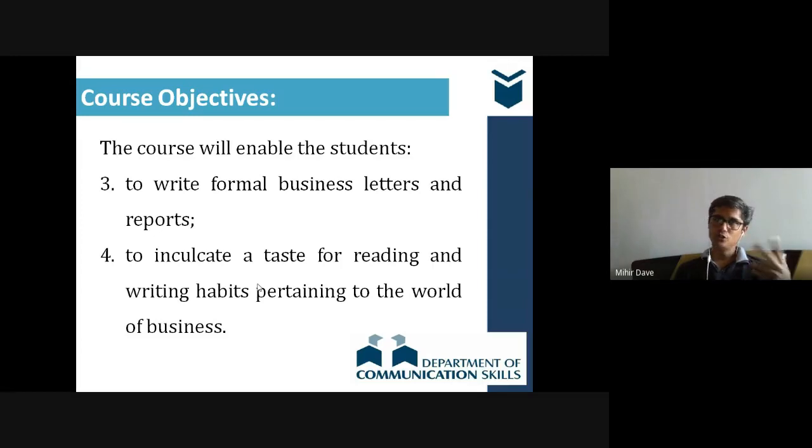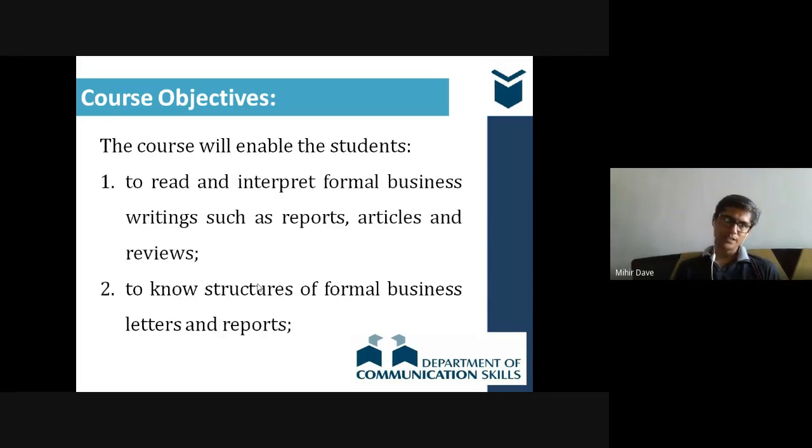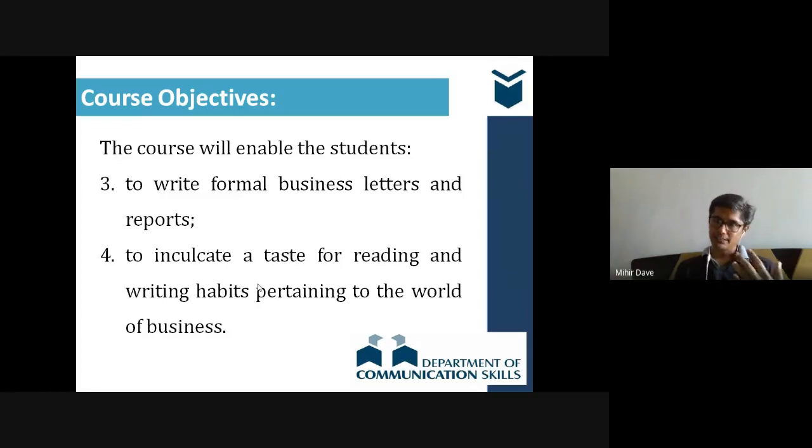If you're a good reader, you'll be able to see the future, right? And you can of course plan your future accordingly. So these are the 4 objectives that will be there. As you can see, the first 2 objectives are about reading skills, and the other 2 are about writing, and of course reading and writing taste would be developed.